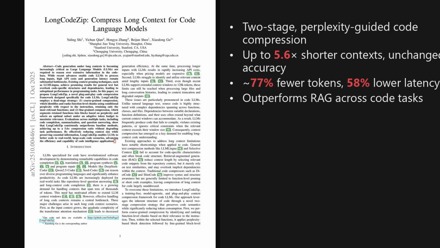Wrapping up, 2 takeaways stand out. A simple 2-stage, perplexity-guided compressor that selects the right functions and blocks, and real wins at scale, with up to 5.6 times compression, big latency drops, and no meaningful accuracy loss. The implication is cheaper, faster long context coding for many models.